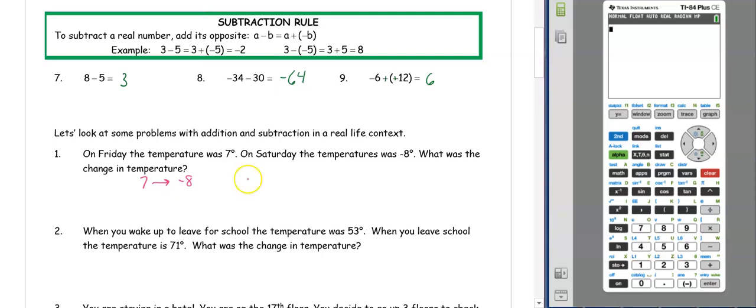So what we can do is we can take our ending temperature and subtract our beginning temperature, and we would get negative 15 degrees. So that is going to be a decrease of 15 degrees because we went down 15 degrees.